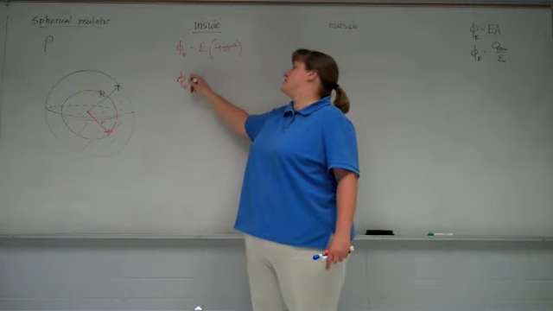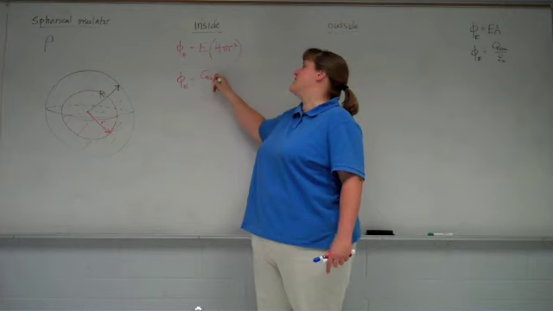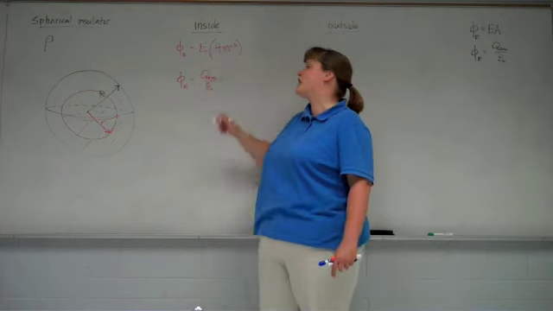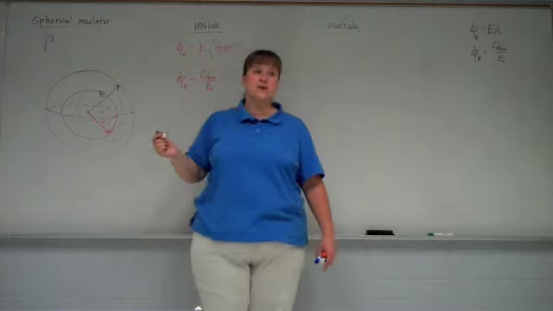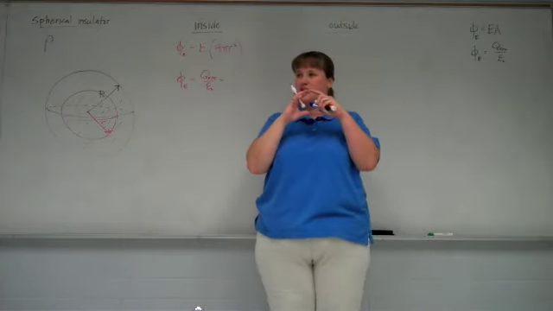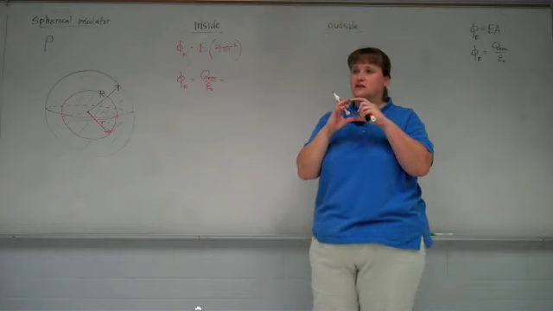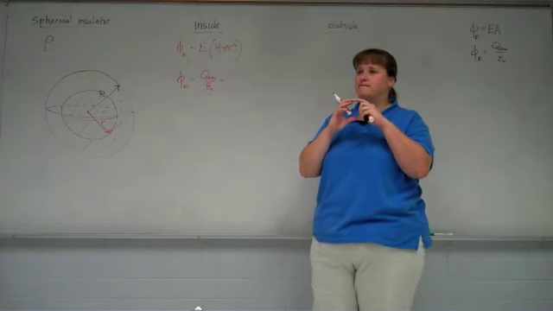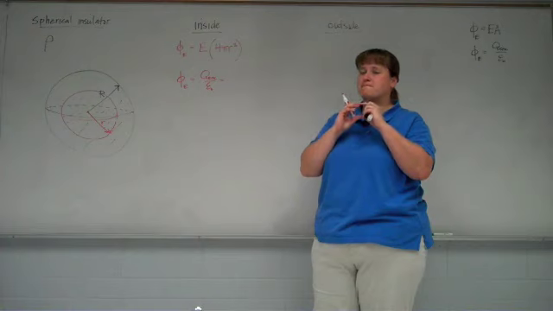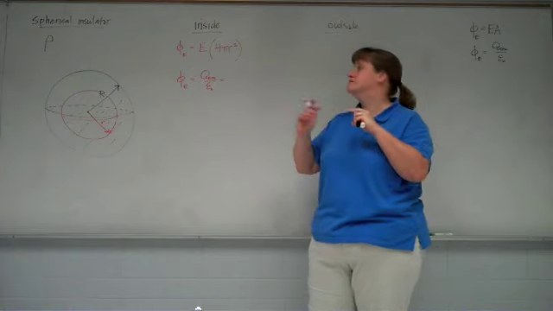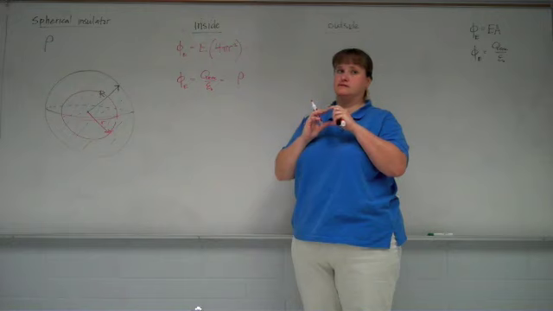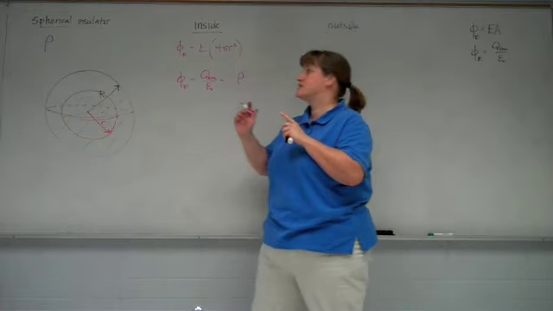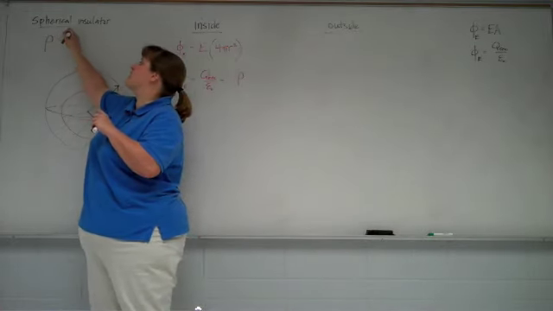For the other equation for flux, Q enclosed over epsilon naught, we need to figure out how much charge is inside the little sphere. We don't need the total charge. We only need to know how much charge is inside that little sphere. So how are we going to do that? Just rho. We need rho and the volume of the little sphere. We're just using the relationship that rho is charge per volume.